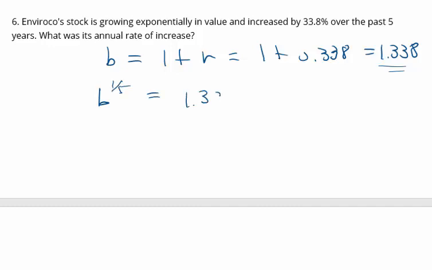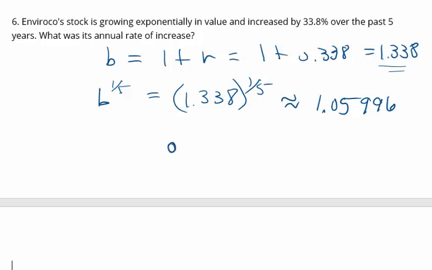And so 1.338 to the 1/5 is about 1.05996. Okay, and so to refer to the growth rate, take the decimal portion and multiply by 100, or move the decimal 2 spots over, and so that's 5.996%, or about 6% altogether.